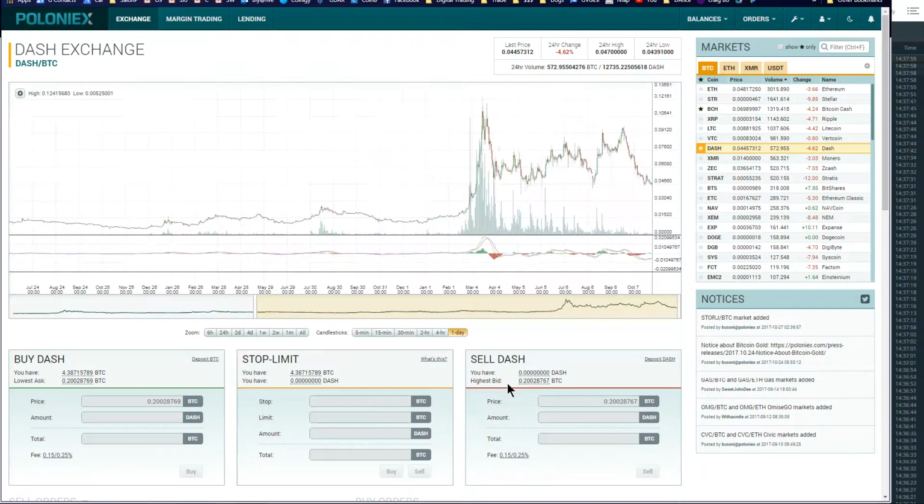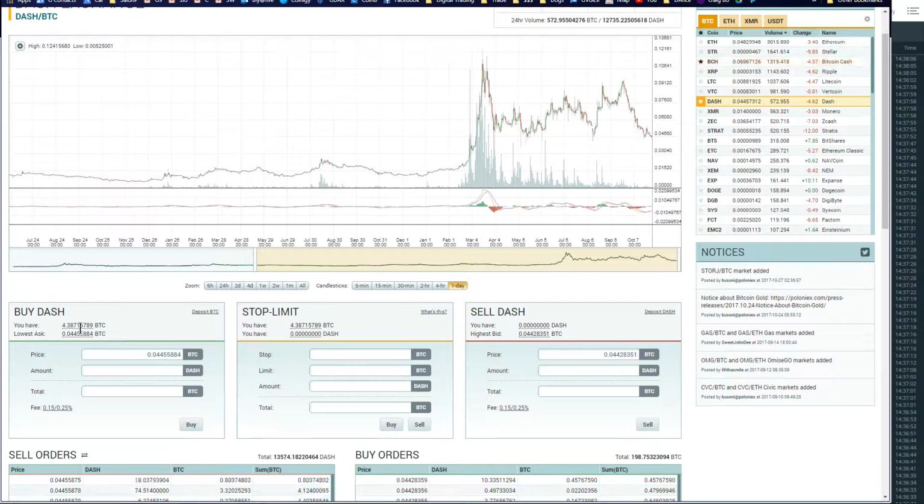So what I'm doing, Dash to Bitcoin. Okay, so I have 4 Bitcoin, so I could buy Dash right here. There's my 4 Bitcoin, and if I decided that I wanted to buy, here's going to be my fee, no matter what. Limit orders, you name it, there's a fee. Same here, 0.15 to 0.25.